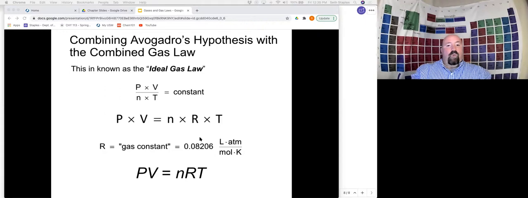But one of the things that this now leads us to is what we call the ideal gas law. PV equals nRT. The pressure times the volume equals the number of moles times R, which is the gas constant, this number right here, times our Kelvin temperature.